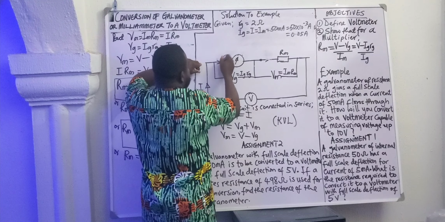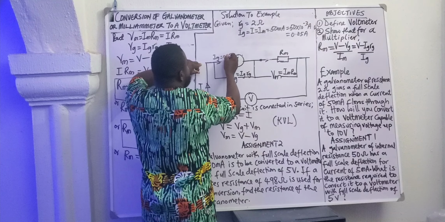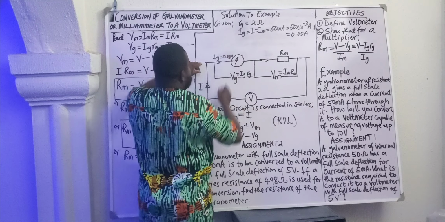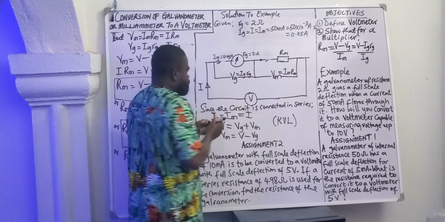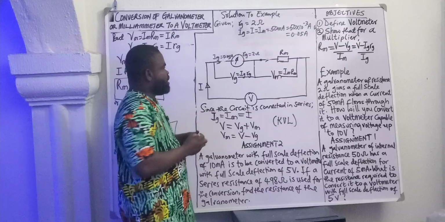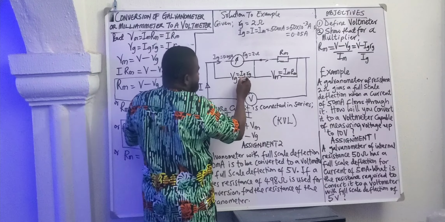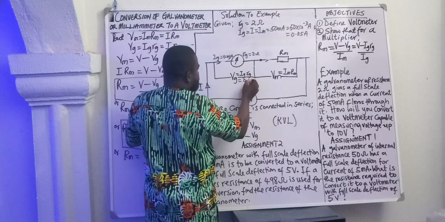So we are saying the current that is flowing, Ig, is 0.05 amp. Now, R_G is 2 ohm, which means the voltage through the galvanometer, Ig R_G, is 2 times 0.05. That will give us 0.1 volt.